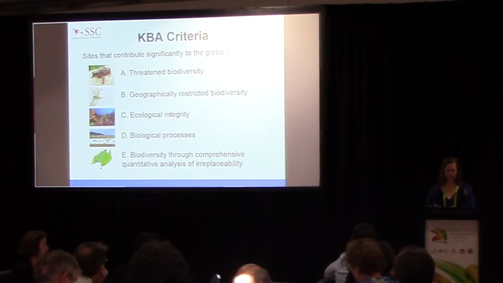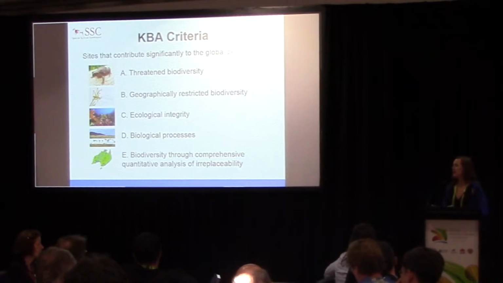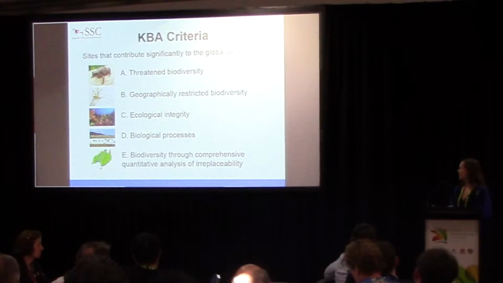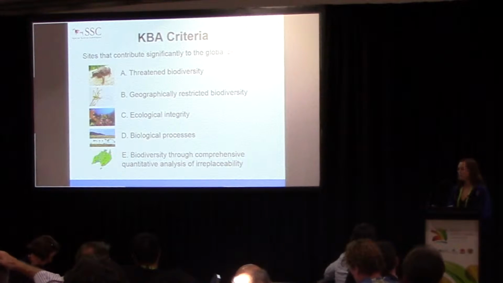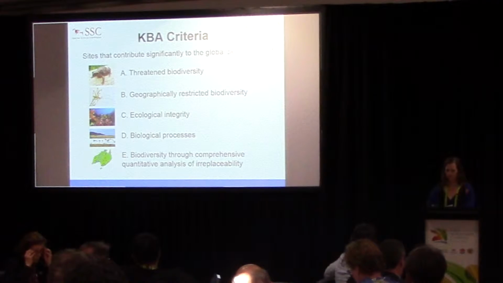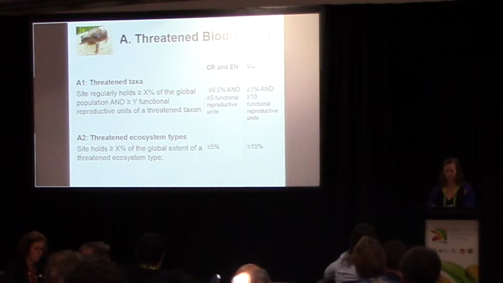So the KBA criteria can be used to identify sites that contribute significantly to the global persistence of threatened biodiversity, geographically restricted biodiversity, ecological integrity, biological processes, and also biodiversity through a comprehensive quantitative analysis of irreplaceability. Globally threatened species and ecosystems face a high risk of extinction or collapse, and sites that hold these threatened biodiversity elements in significant numbers or extent make a large contribution to their global persistence.